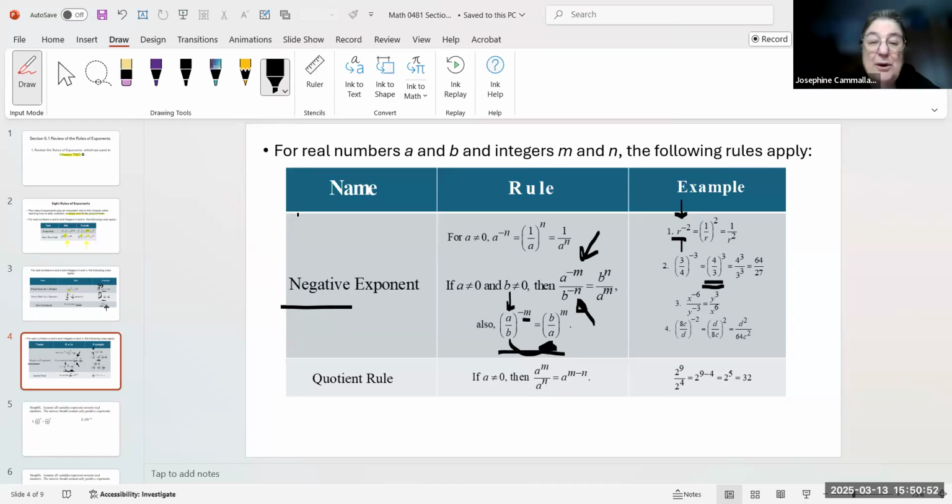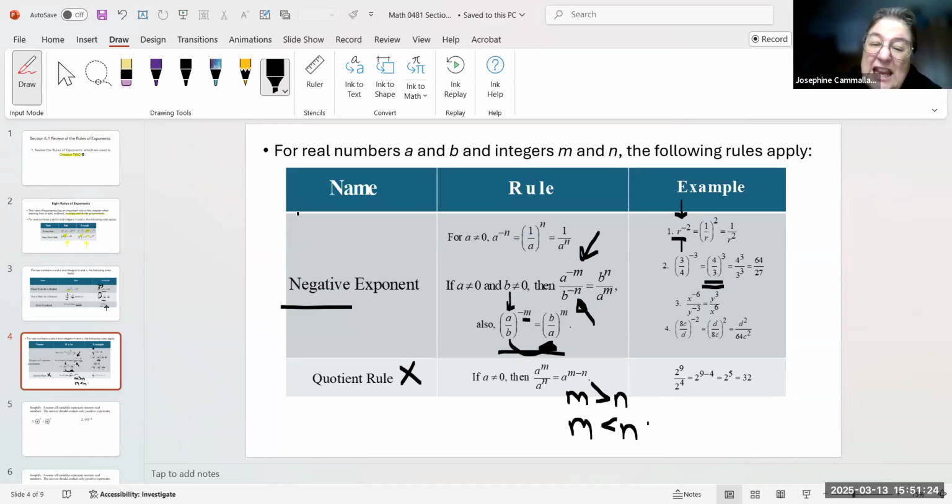Now, the quotient rule in this is talking about the fact that m, which is the numerator, is greater than the exponent in the denominator. Now, there's one other rule that for some reason got cut off. If m is less than n. That's a different rule.